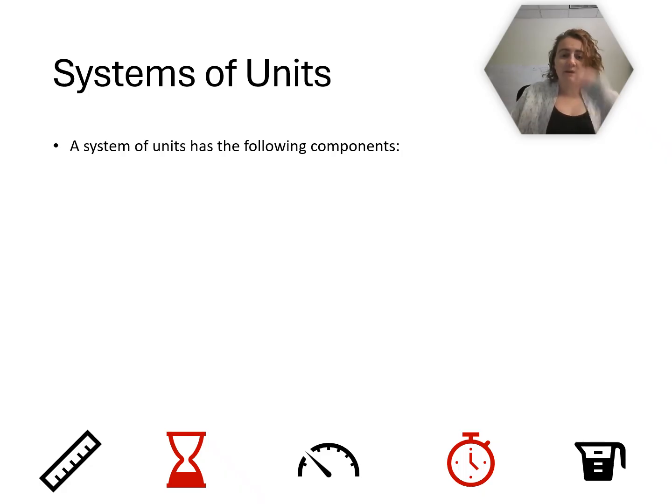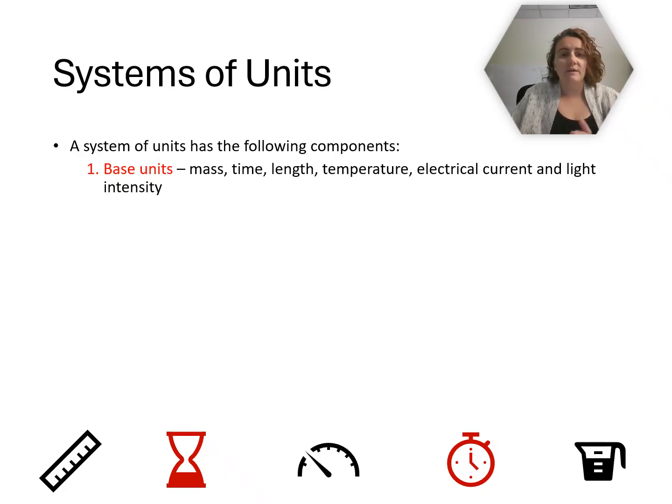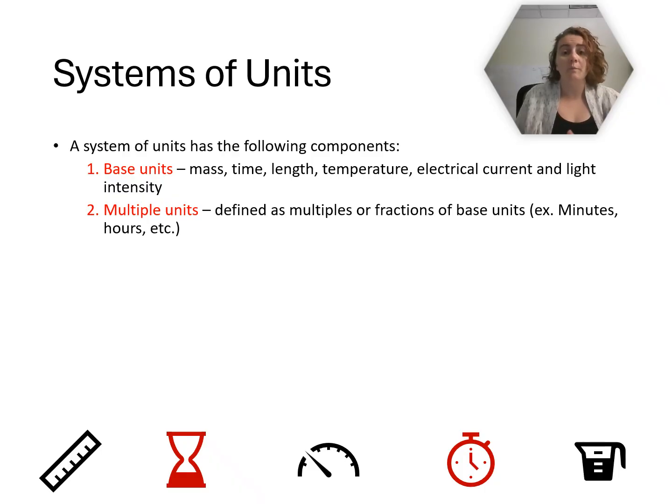One of the other things that we have to consider is systems of units. We're going to see many different units in this class. When we talk about units, we have a couple different ways of talking about them. The first is what we call a base unit. This is something like mass, time, length, temperature, electrical current, light intensity. Those are some of the basic units that you would see. And then we can have what are called multiple units, which are defined as multiples or fractions of the base units. Things like minutes or hours are multiples of seconds in time.